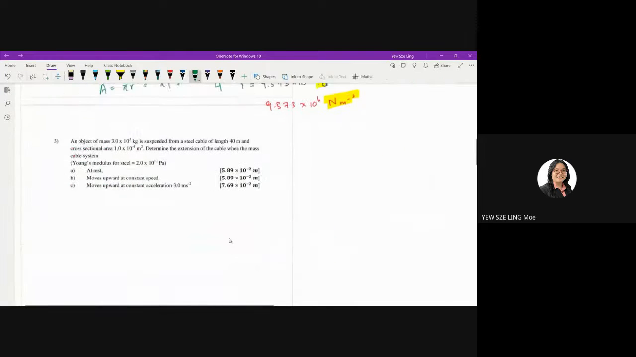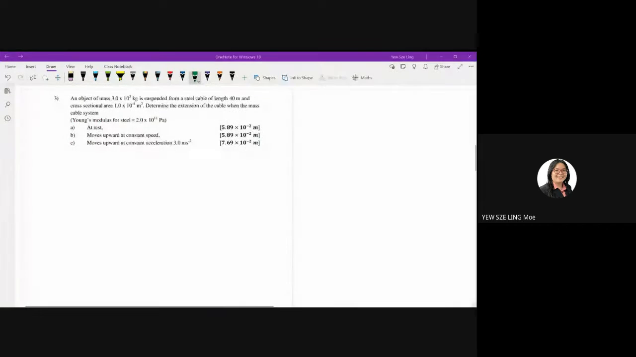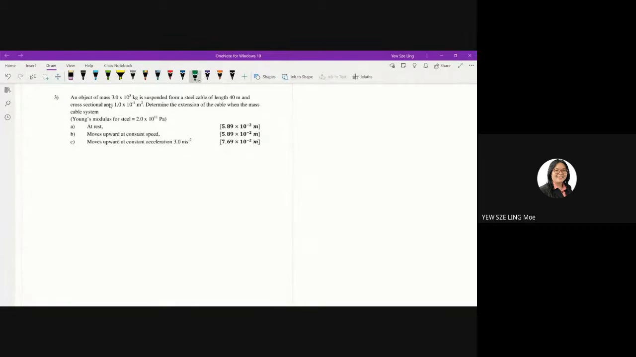So let's move on to the next question. This question truly tests whether you understand which force to use or not. So now let's see how to solve this question. An object of mass 3 times 10 to the power of 3 kg is suspended from a steel cable of length 40 meter. So you are given the mass, the length, and the cross-sectional area. Again, you're just given the area. You don't even have to calculate it.